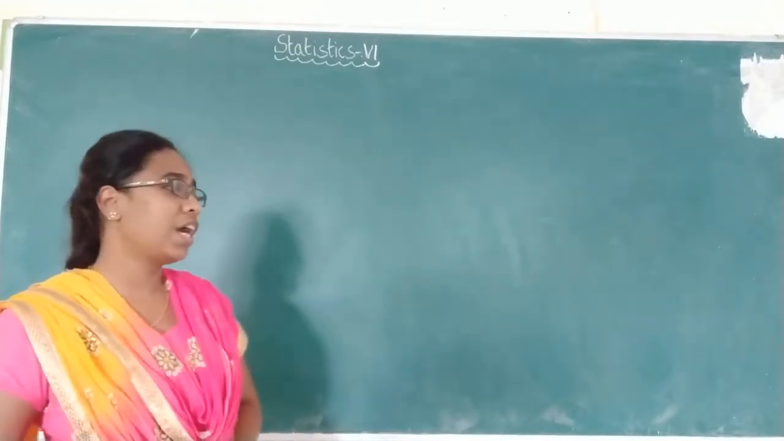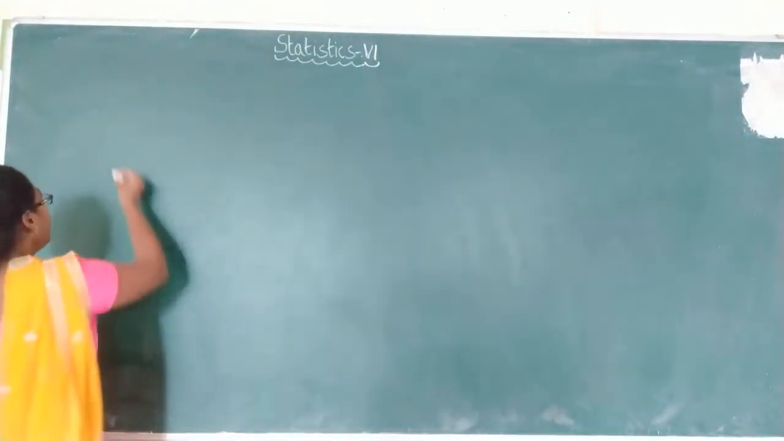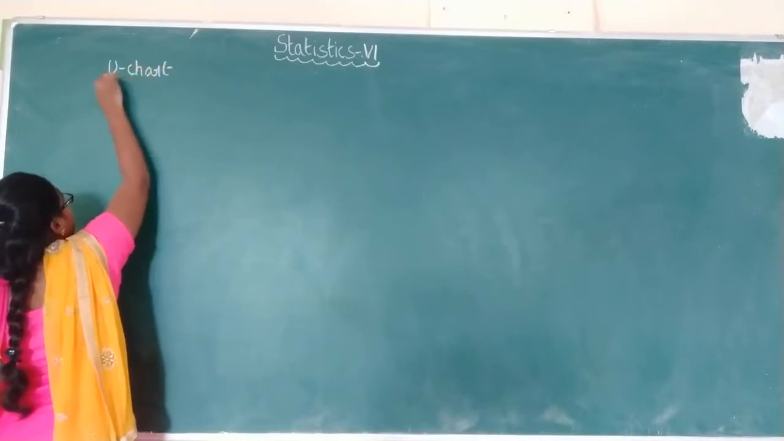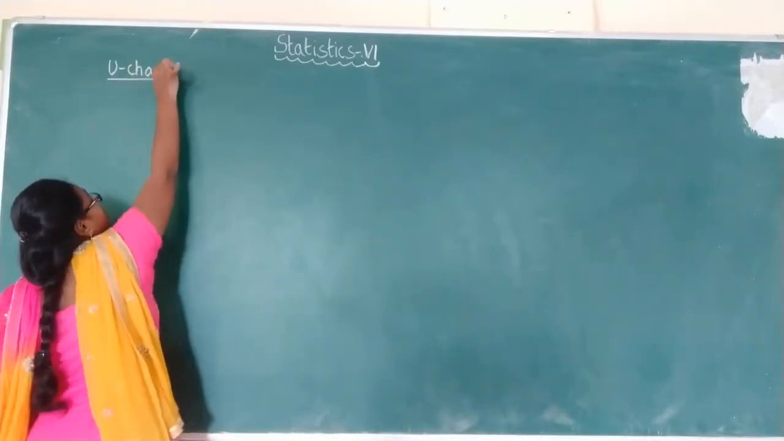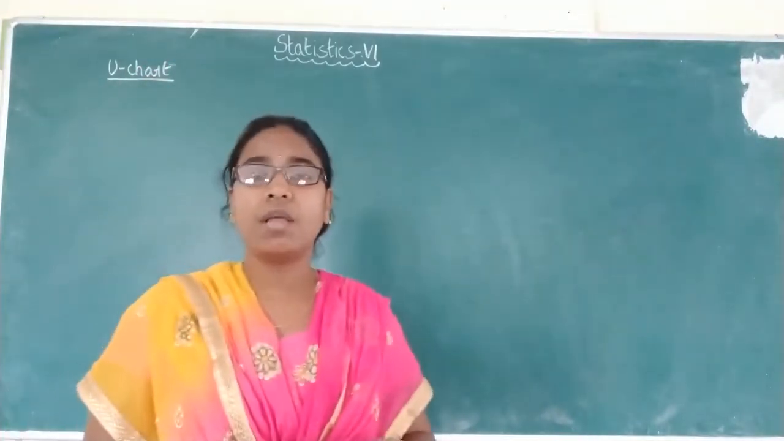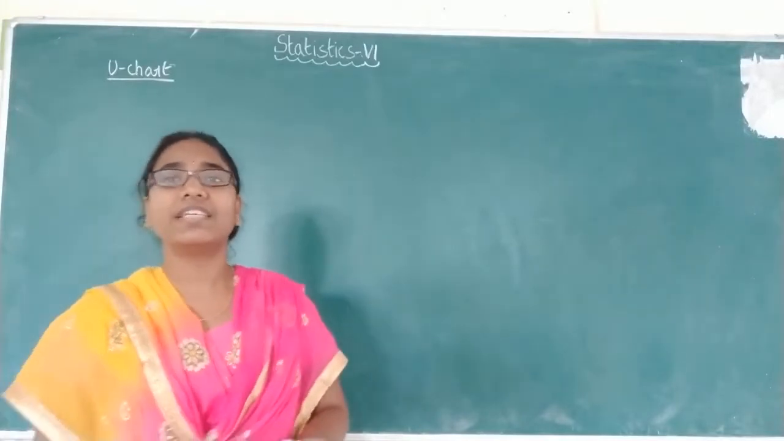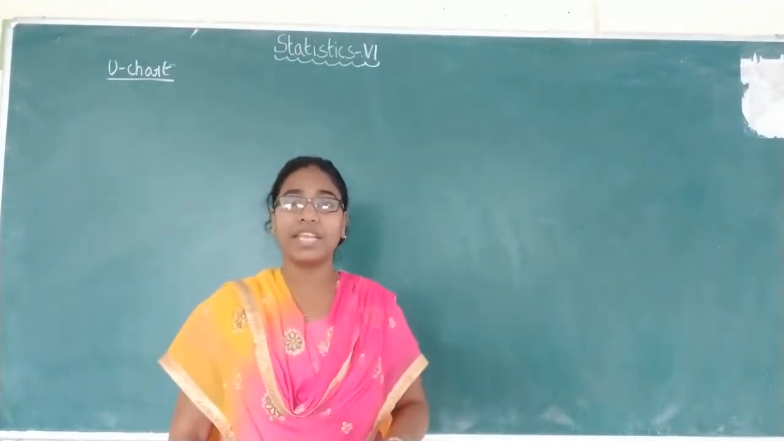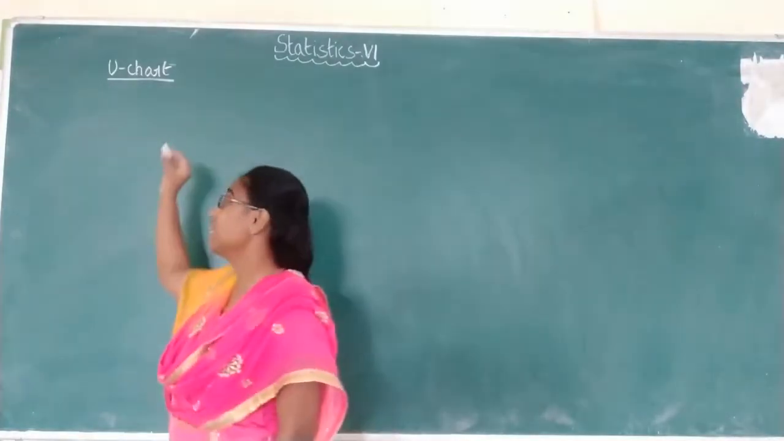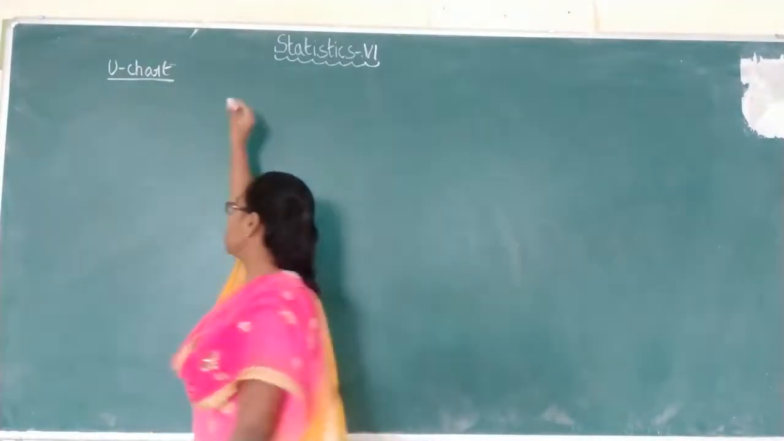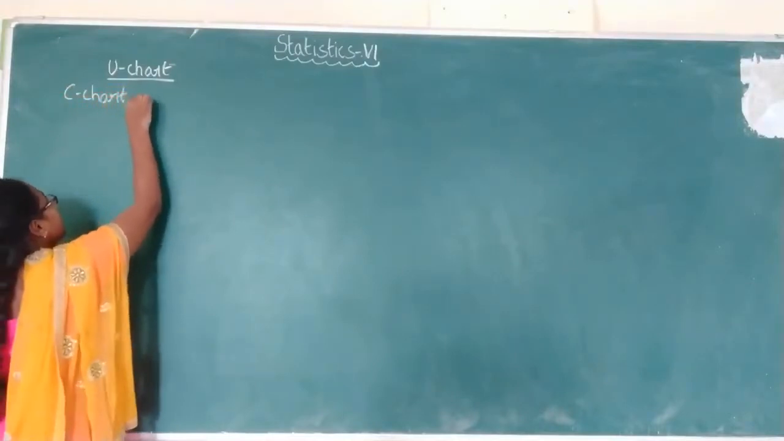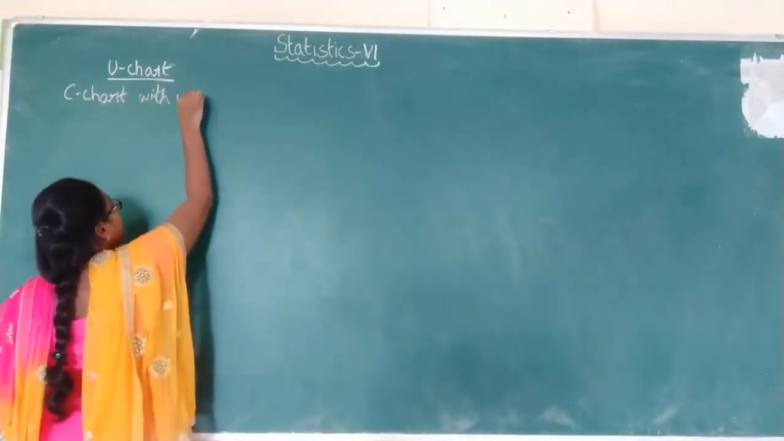Coming to the next chart in this second unit, the next topic is the U chart. What is this U chart? It is also a C chart itself. In the P chart we have seen varying sample size. Here, the C chart also can have the varying sample size case. The C chart with varying sample size is called the U chart.